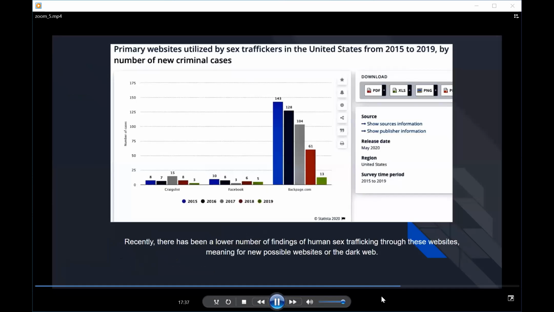So here's just a graph explaining what they caught people sex trafficking on. There have been recent lower numbers of findings for human sex trafficking through these websites, meaning possible new websites, or the dark web is being used more often.